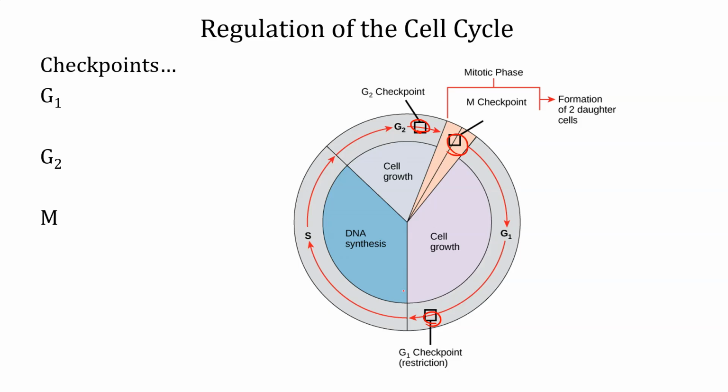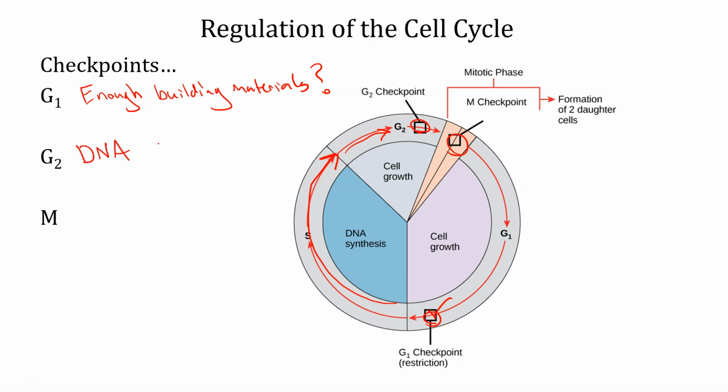So what are the big things that are assessed at these checkpoints? At checkpoint number 1, it's: are there enough building materials, basically? Does the cell have enough ATP? Does the cell have enough of its amino acids and carbohydrates and all those things? If so, then it can progress on, and the DNA can be synthesized. And then the organelles can be synthesized. And then in the G2 checkpoint, the big thing that's assessed is: was the DNA copied correctly?